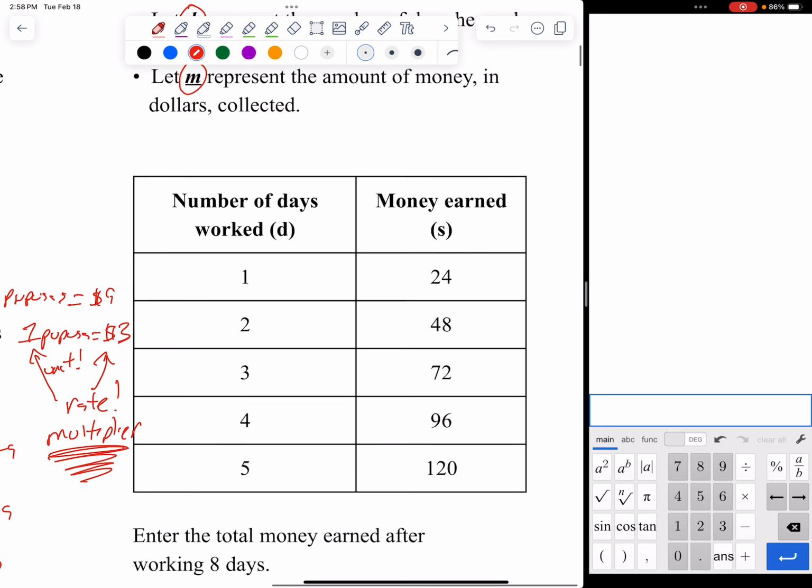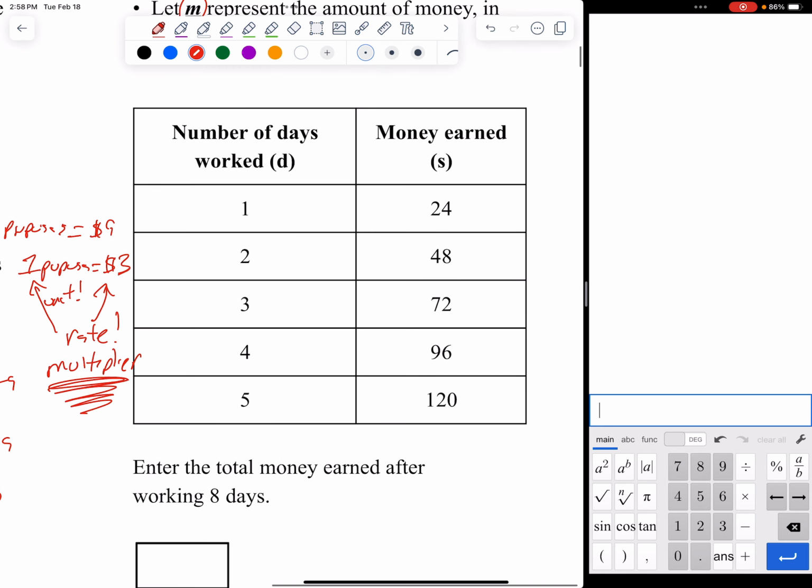All right. So let's see, do we see a pattern here? Enter the number, enter the total money earned after working 8 days. So where are my days? My days are right here. I got 1, 2, 3, 4, 5. Hey, look, that's beautiful. It is in order. That's nice. So this one, can you tell how much did you add every time? Plus 1, plus 1, plus 1.